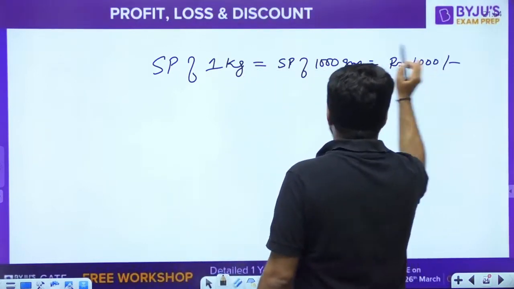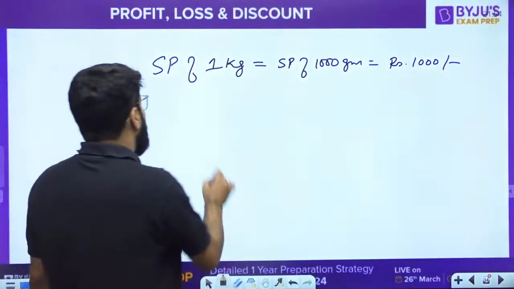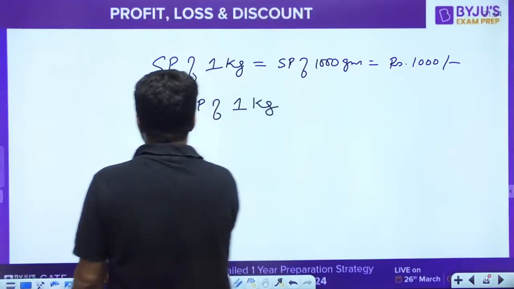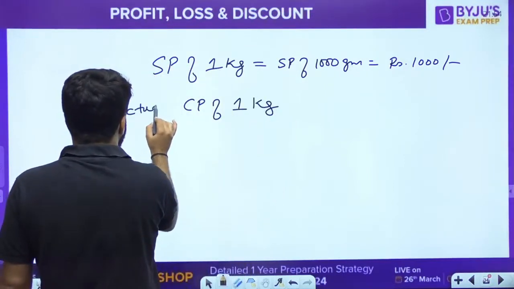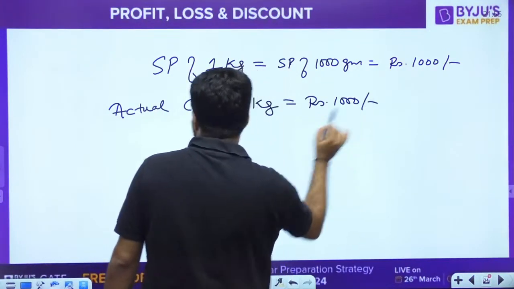So how much will he take from the customer? He will take rupees 1000. Acha. What is the cost price of 1 kg? What should be the actual cost price of the 1 kg? That is also rupees 1000. Okay.